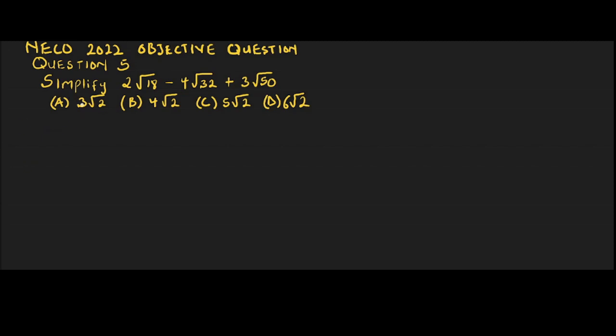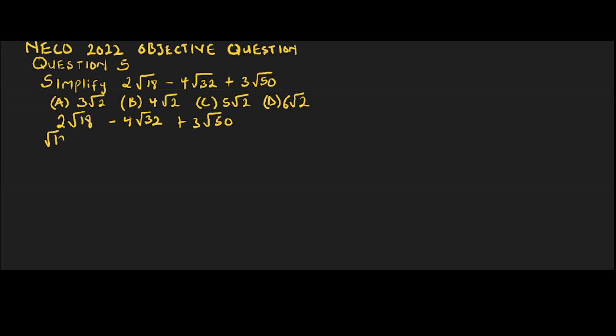Question 5. We have to simplify 2 root 18 minus 4 root 32 plus 3 root 50. Here are the options. Now, to solve this question, we have 2 root 18 minus 4 root 32 plus 3 root 50. Now, we need to write each of these roots in their basic form.